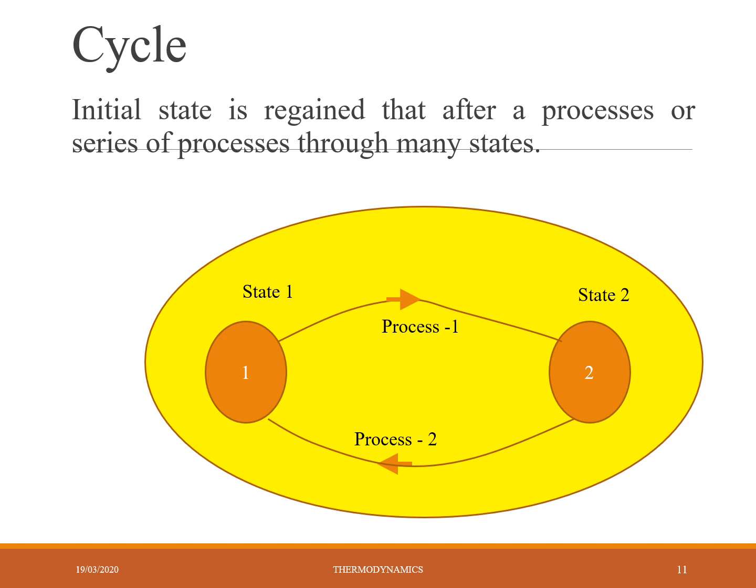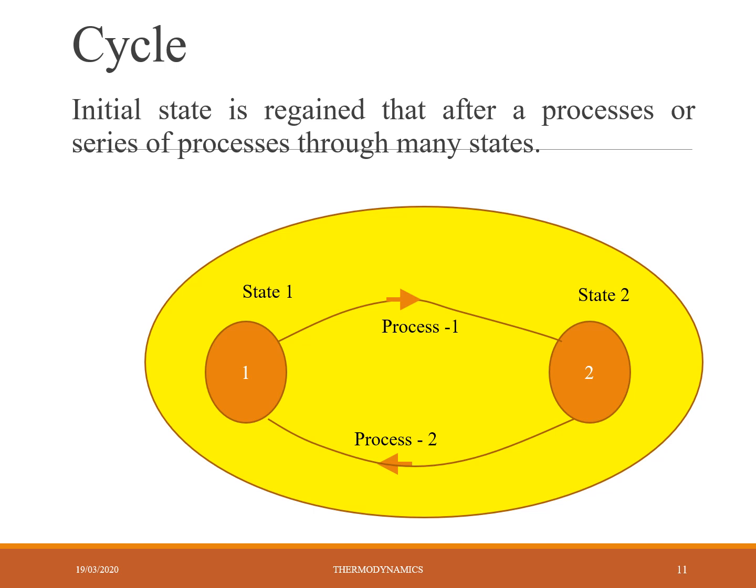We'll see. You have an initial state, then you have a process. After the process, you reach state 2. Then at state 2, you again start another process, which is the second process. So then you reach state 3. Then another process and reach another state. So on, you can continue up to n or n minus 1 or infinity.